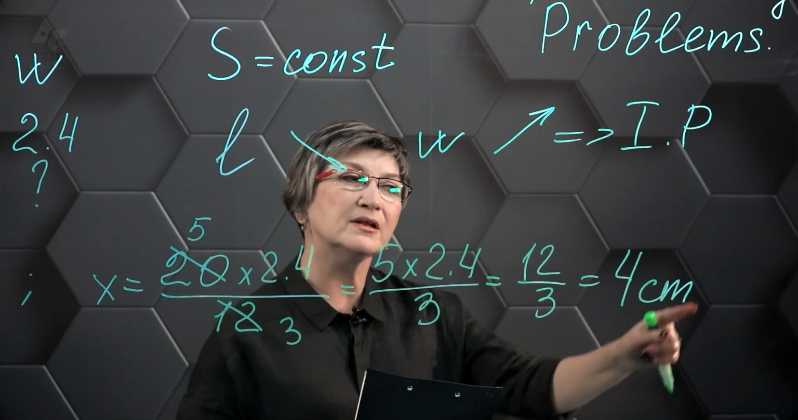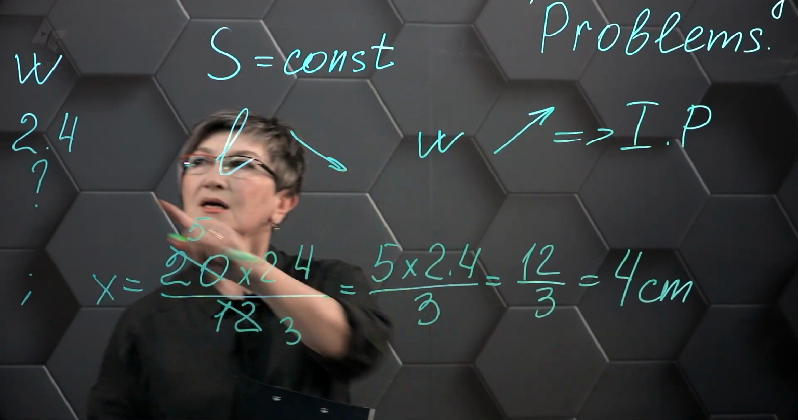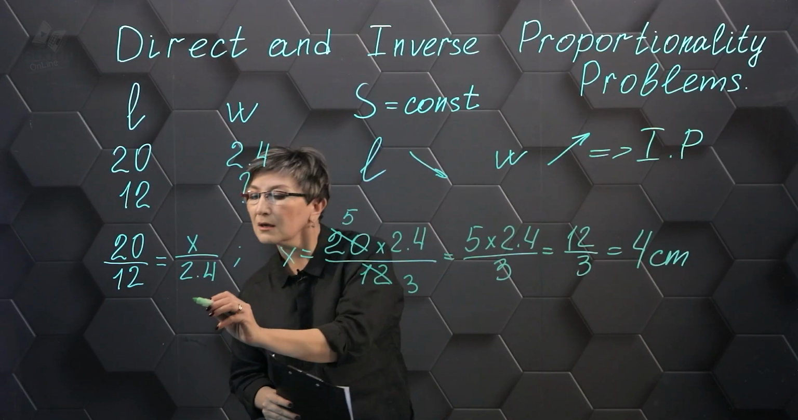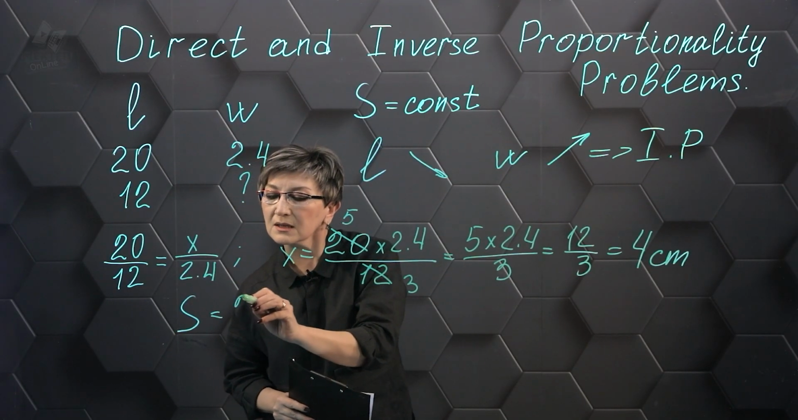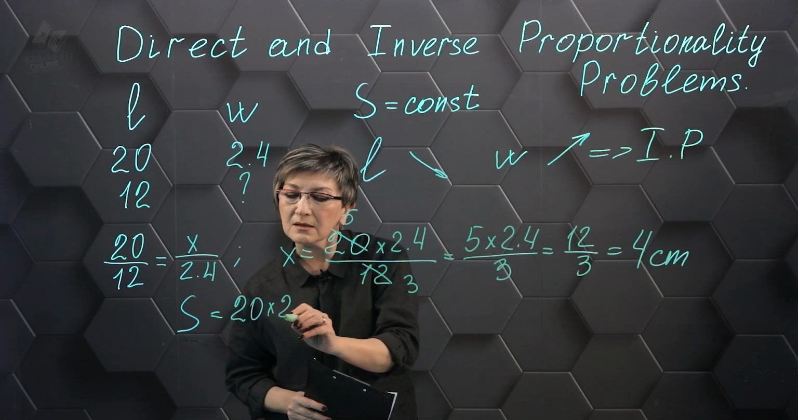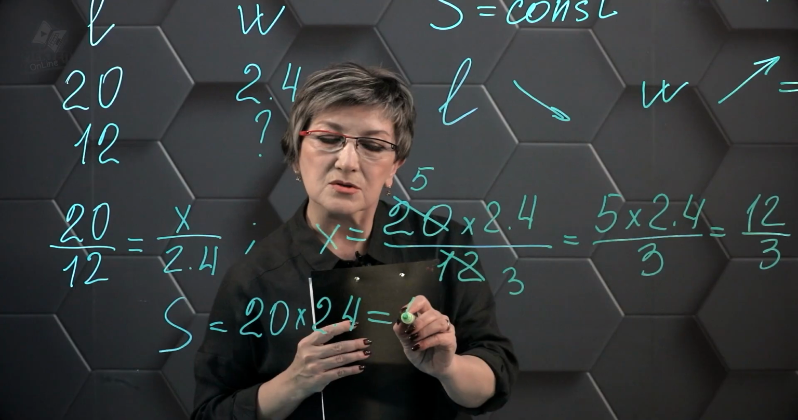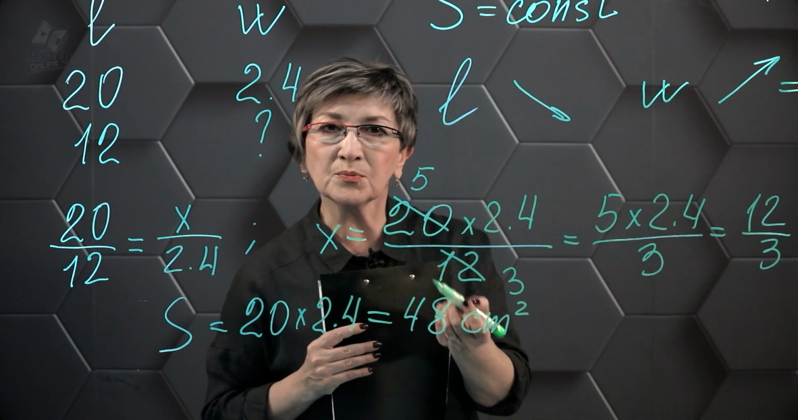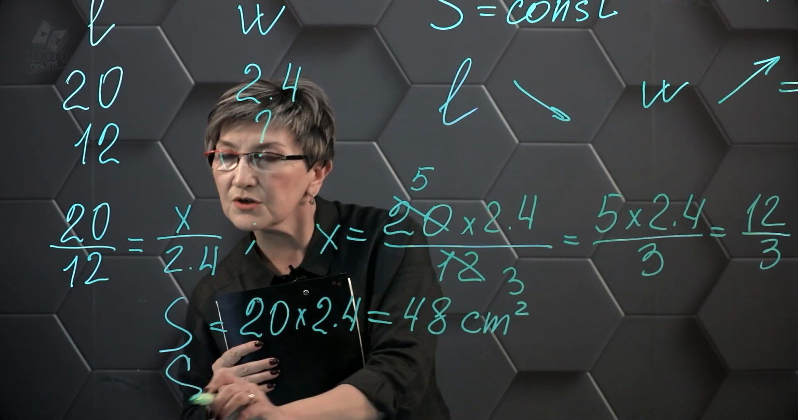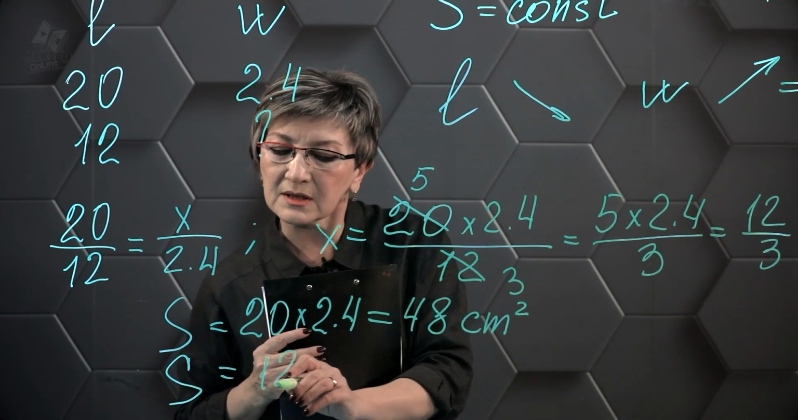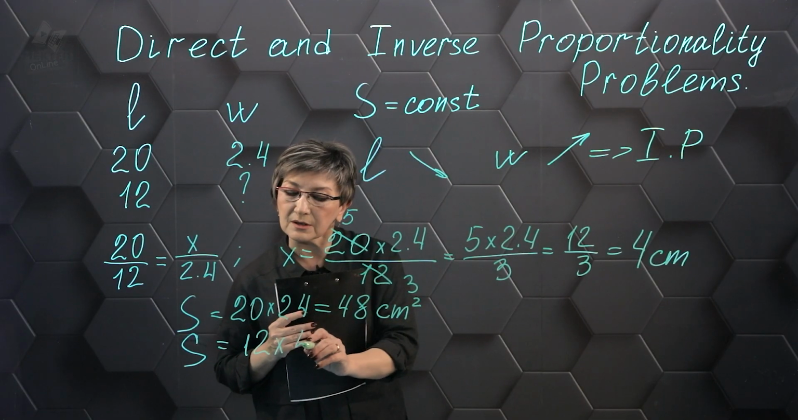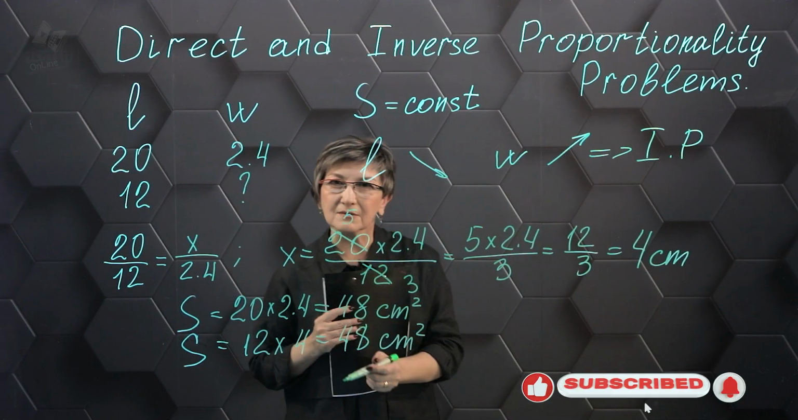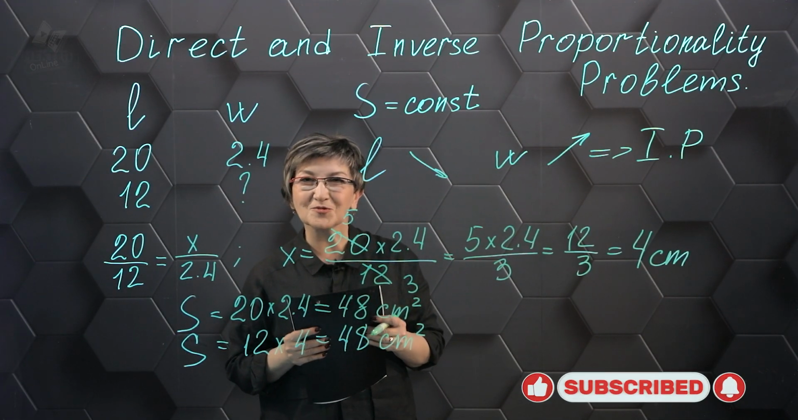Let's check if we found the width correctly. To do this, let's find the area of the first rectangle and the area of the second rectangle. The area of the first rectangle is the length times the width, 48 square centimeters. And let's find the area of the second rectangle. The area of the second rectangle is 12 times 4 equals 48 square centimeters. We solved the problem correctly.